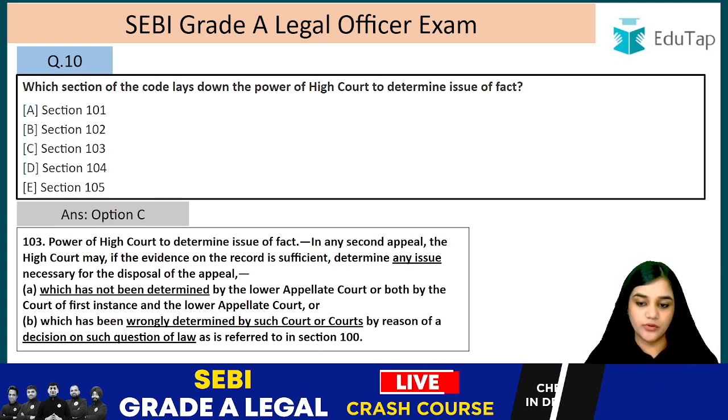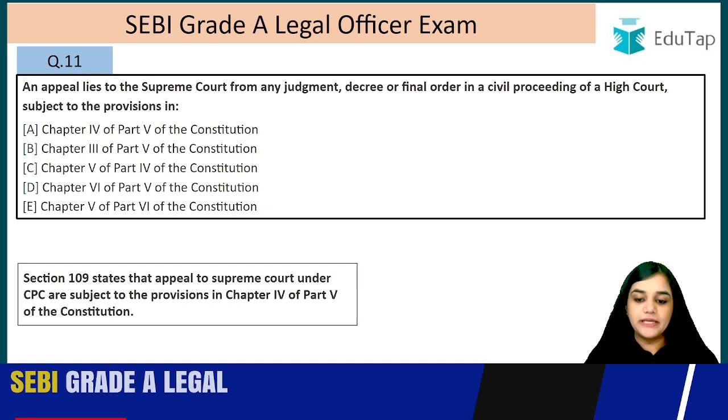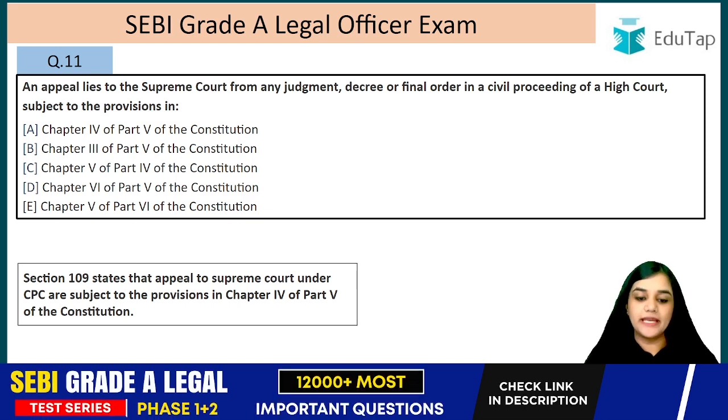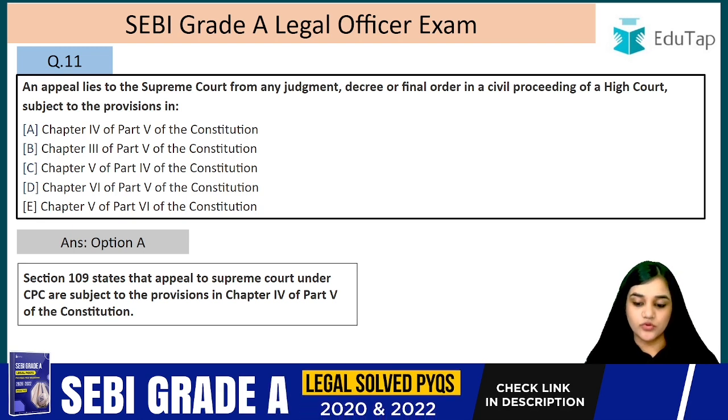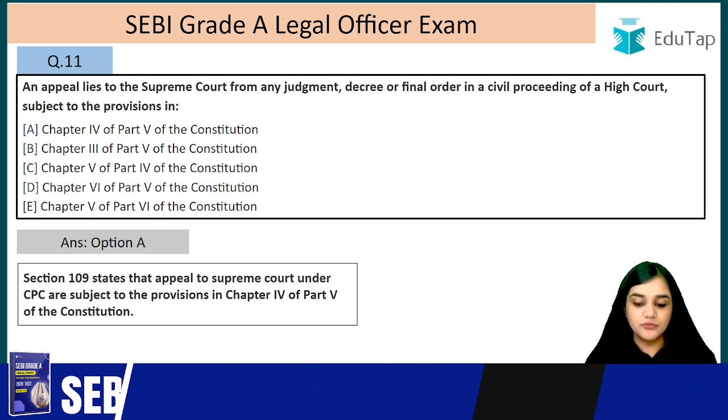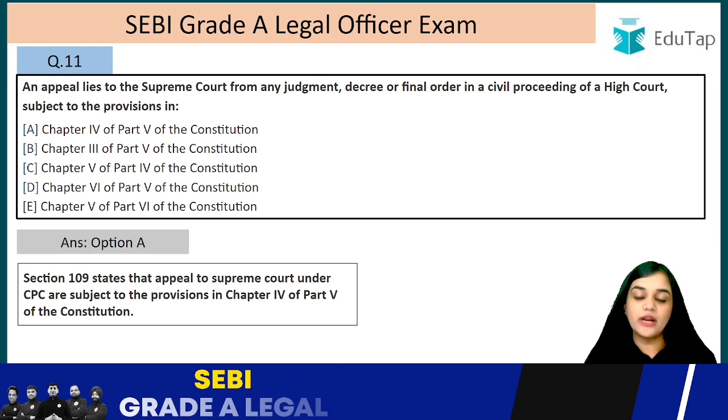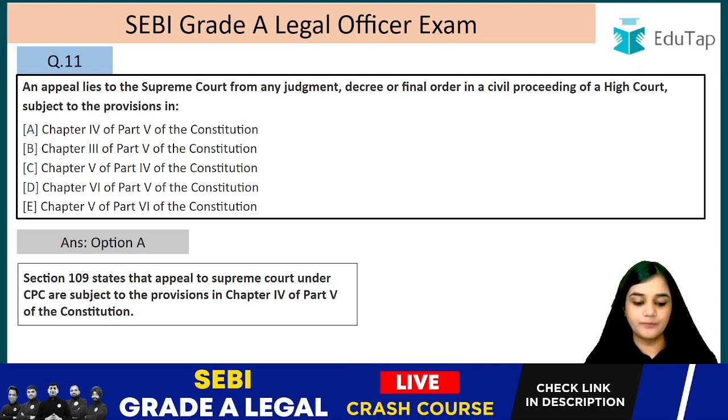Moving on, question number 11. An appeal lies to the Supreme Court from any judgment, decree or final order in a civil proceeding of the High Court subject to the provisions in. It is option A, that is chapter 4 and chapter 5 of the Constitution, right? So section 109 states that the appeal to the Supreme Court under CPC are subject to the provisions in chapter 4 and chapter 5 of the Constitution.